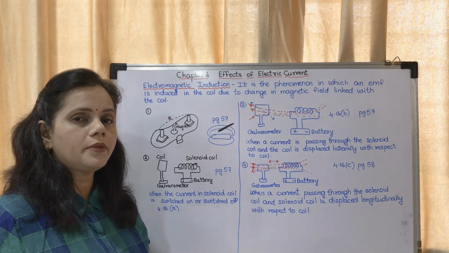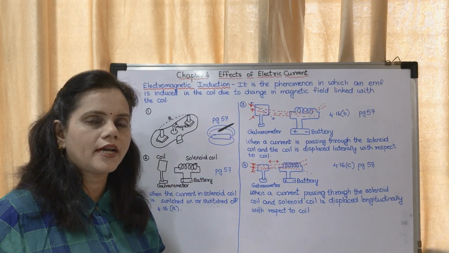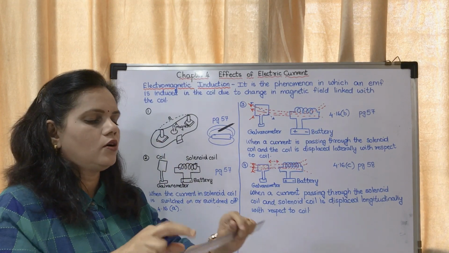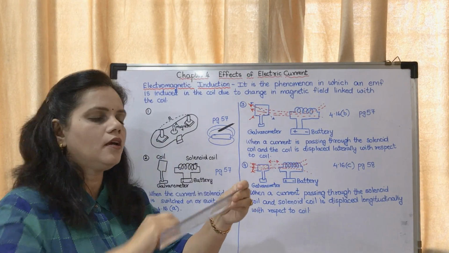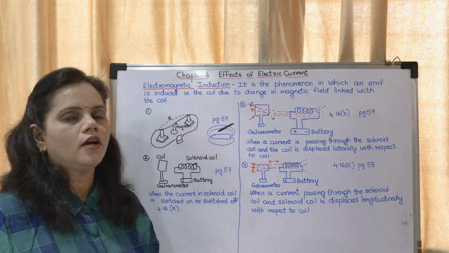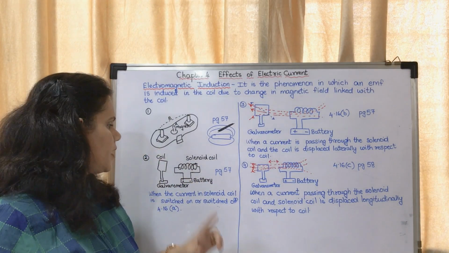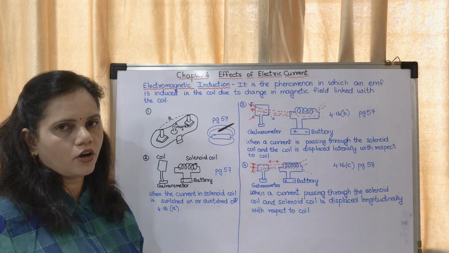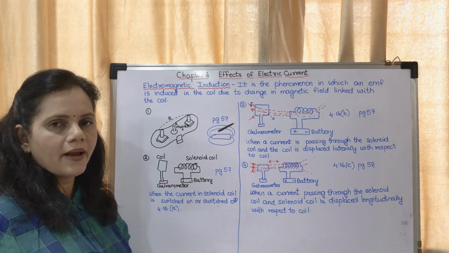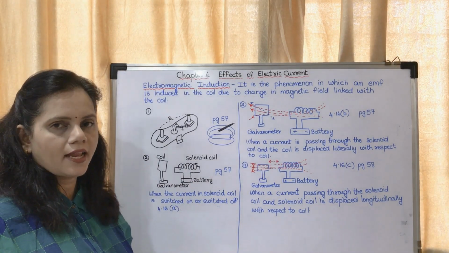Now normal coil means you have an iron core. We had studied this in the electric motor. I had told you there is a core in the middle on which the wire is wound. That is said to be the iron core. So this is a coil, and this is the solenoid coil. This solenoid coil is connected to a battery. This is the coil which is connected to a galvanometer.